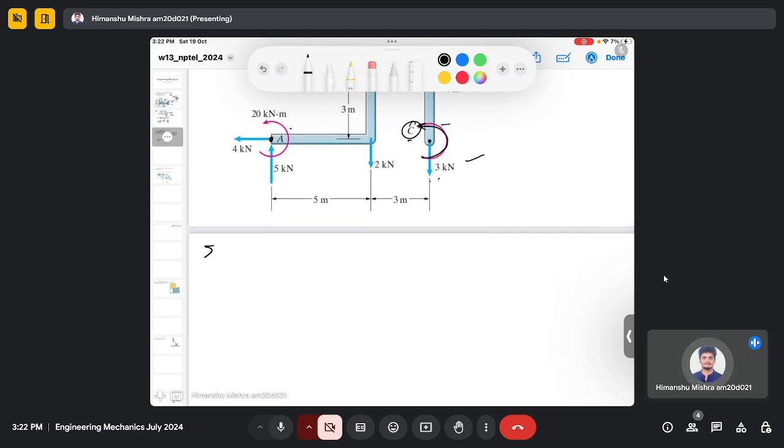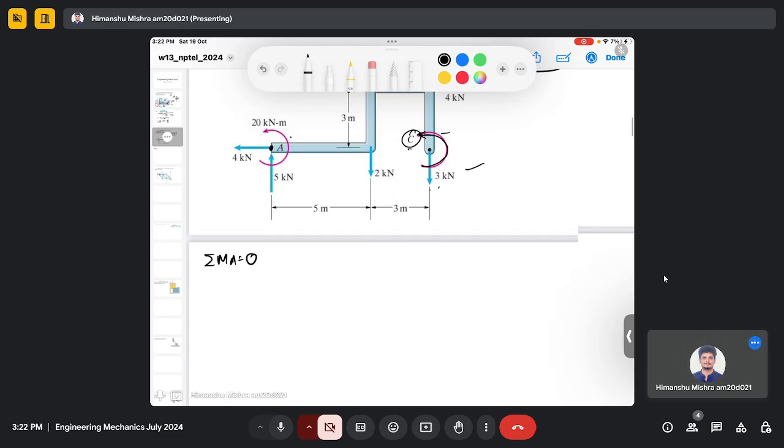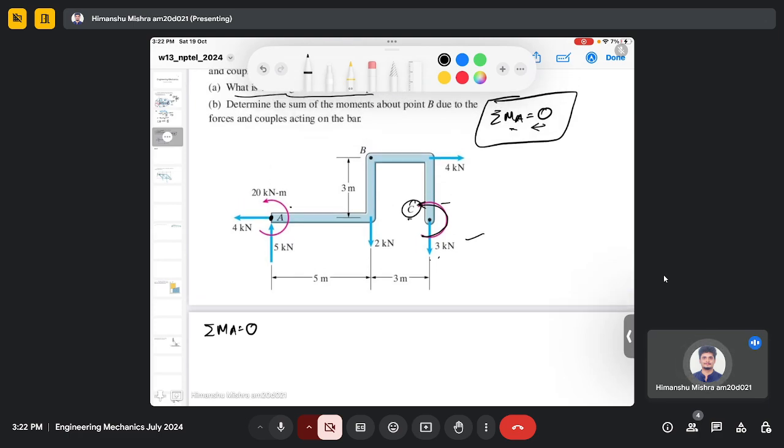So writing down the condition, the summation of moment about point A is 0, and then we need to figure out what are the forces which create the moment about point A. So again we will follow the same procedure, that clockwise is negative and anti-clockwise is positive.